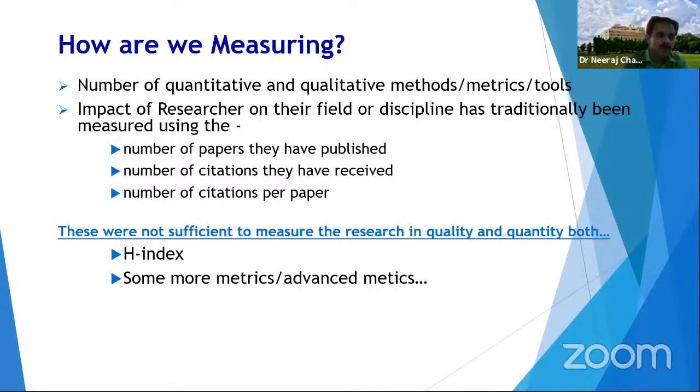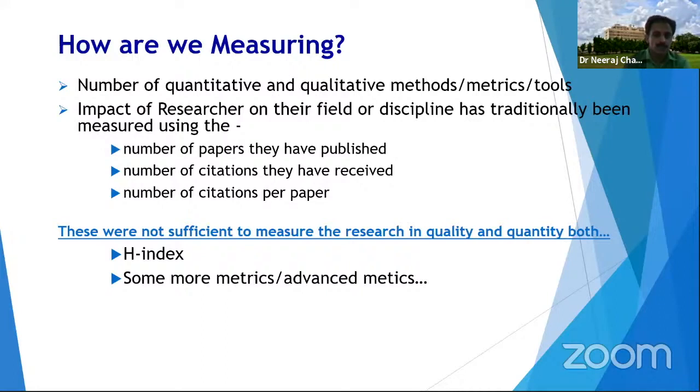Initially, you might be aware that we were measuring the total number of publications, total number of citations, and average citation per paper. So these were the criteria initially when we were trying to measure the impact of research publications or the impact of any researcher. But later on, it was found that these measures are not sufficient.